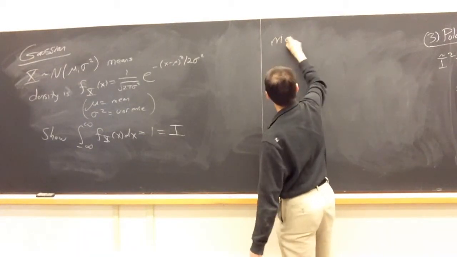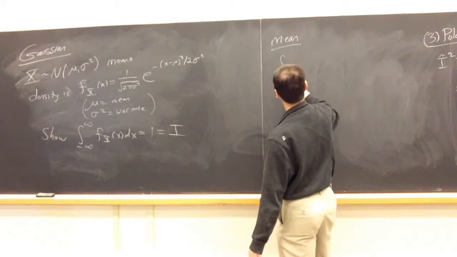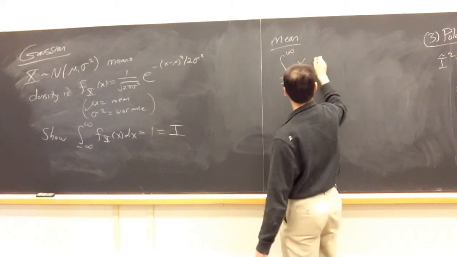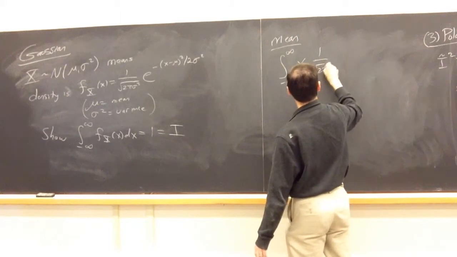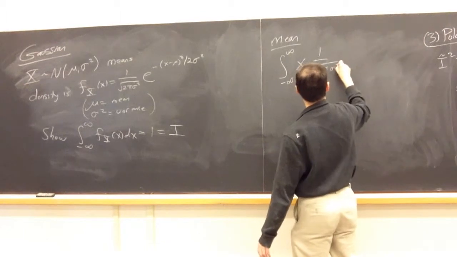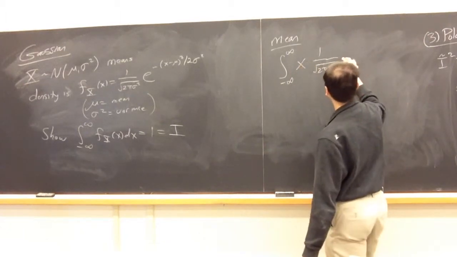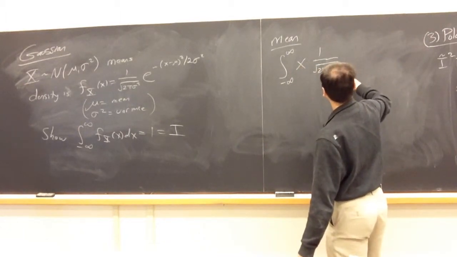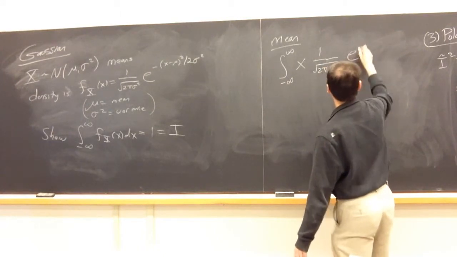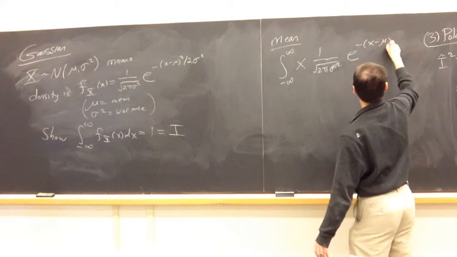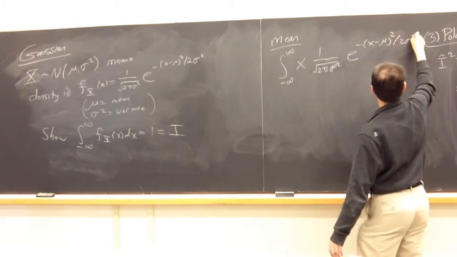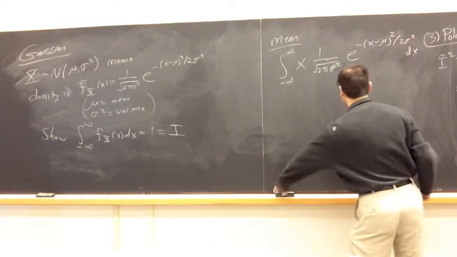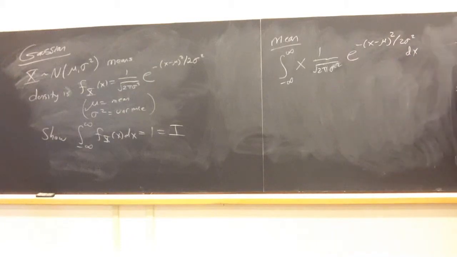So the mean is not so bad. We want to integrate from minus infinity to infinity of x times 1 over square root of 2 pi sigma squared, I'll do it the painful way, e to the negative (x minus mu) squared over 2 sigma squared dx. All right. So the question is, how do we calculate the mean of this?